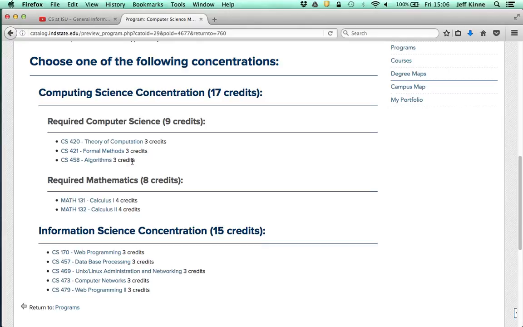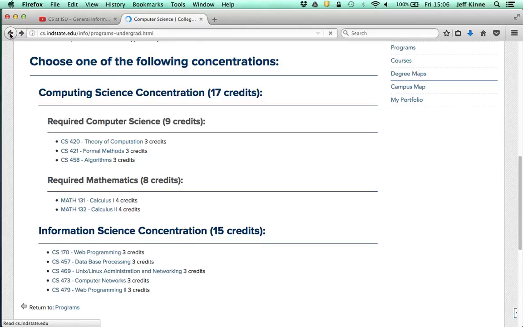Most students will end up doing at least a few courses from this concentration, even if they do the computing science concentration. And if you do the information science concentration, you probably should still take either algorithms or theory of computation, just to get that type of course. What it ends up being is if you have calculus or you're planning on taking calculus anyway, then you may as well do this concentration. And if you're really afraid of calculus, if it's going to be a major problem for you, you can do the information concentration, information science.